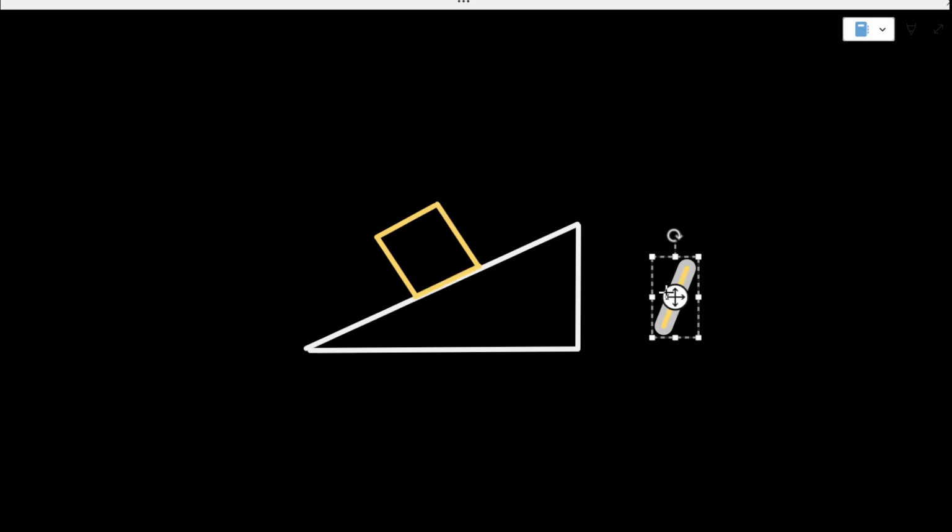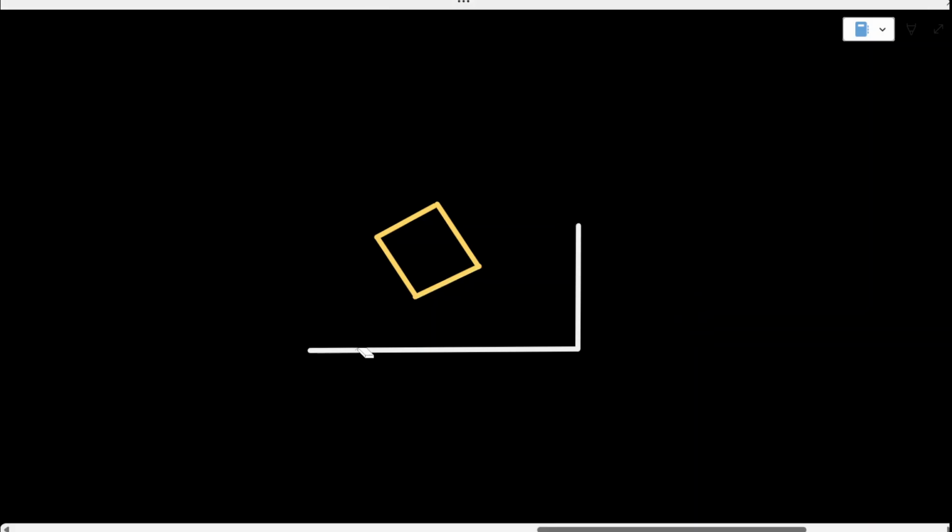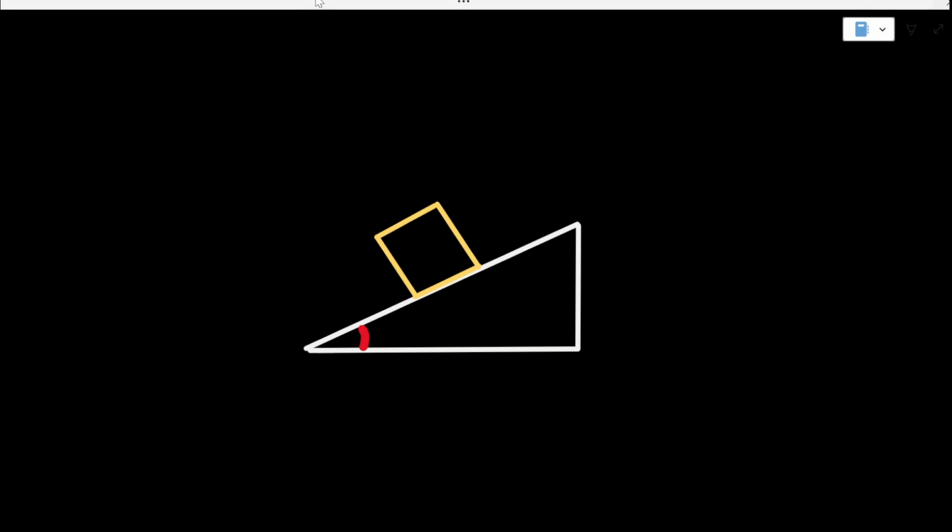Okay, a block is placed on the inclined plane. So let me mark the angle. Let's say this angle is given. The value of the angle is theta. So this angle is given as theta.